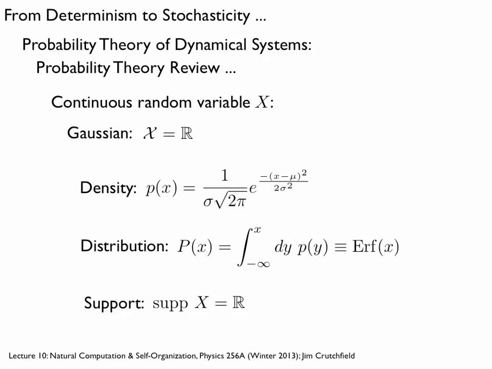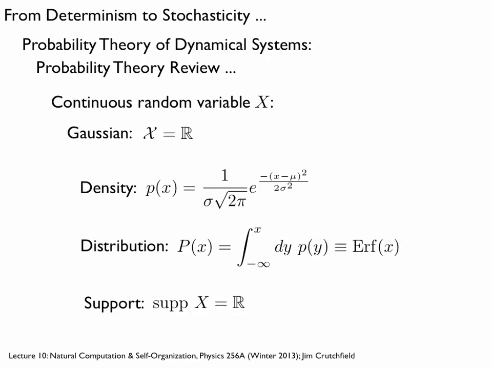Another familiar example of a continuous random variable on the real line here would be the Gaussian distribution. The density is what we usually write down. That's what we work with. That's just this familiar exponential quadratic form with mean and standard deviation.